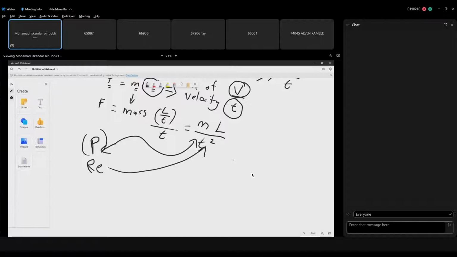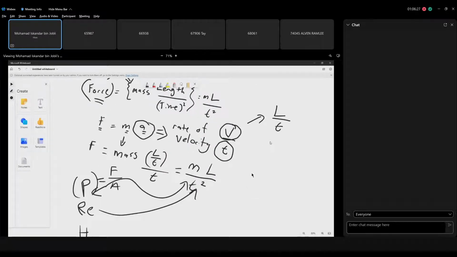What about H, fellas? H stands for enthalpy. Of course, you need to expand this one first. P equals F over area. Now you've got the F, and this is its primary dimension. All you need to do is divide this by area. Area is meter square.